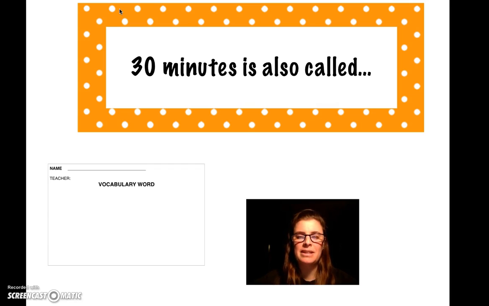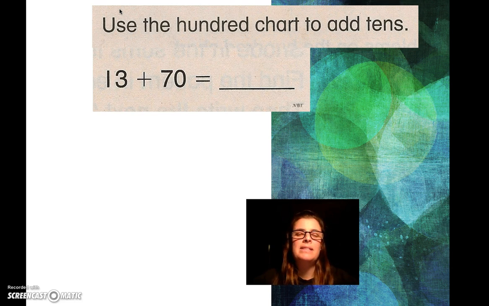All right, let's look at the problem. The topic of discussion this week asks you to use a 100 chart. Now I know you've been doing a lot of hard work in your classes using the 100 chart. So this says 13 plus 70 equals what? How could you use a 100 chart to solve this? I think you should talk to a friend and decide what that would look like if you used a 100 chart to solve it. I bet you have a 100 chart in your room that you could use as a reference.